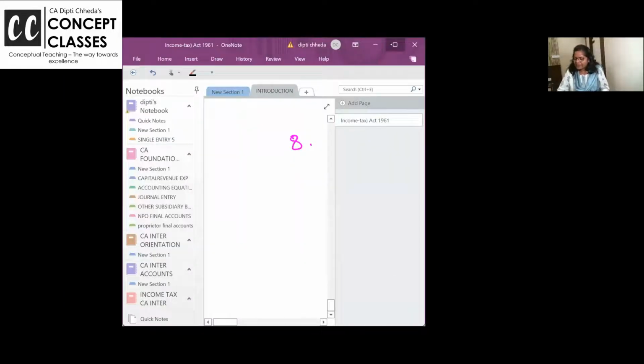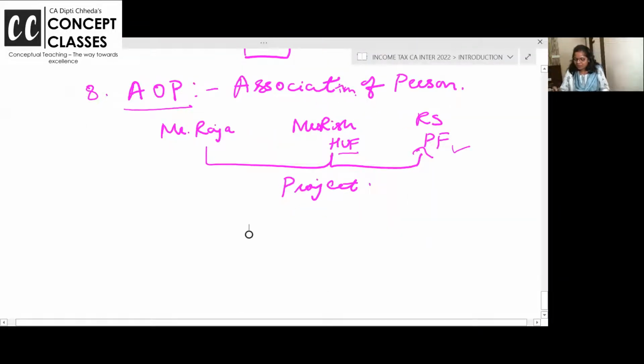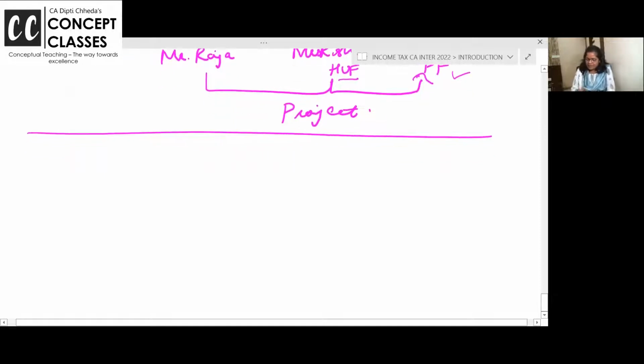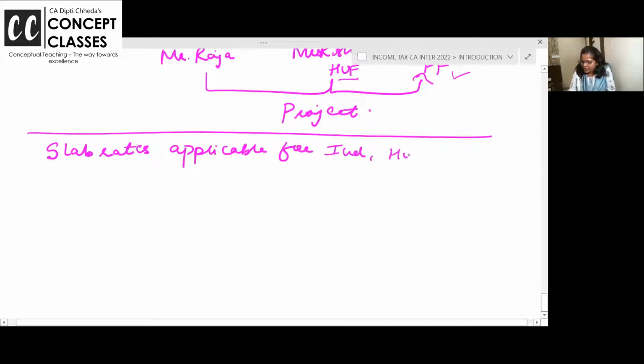Okay, over to our notebook. I'm sharing the notebook with all of you. So let us write it in our notebook. All of you write down, please, in your booster notebook. Slab rates applicable for individual, HUF, AOP, BOI, AJP.